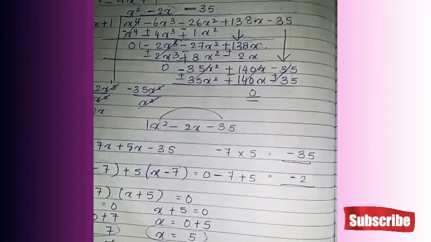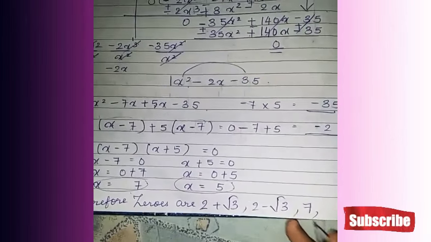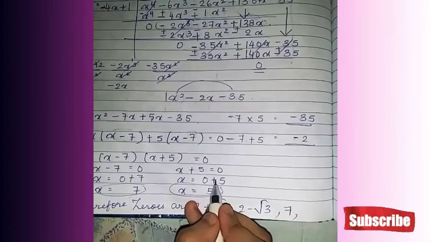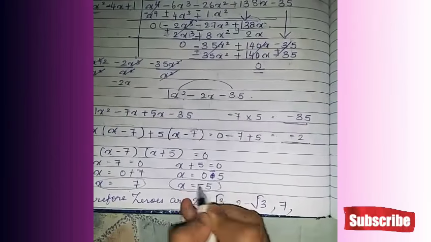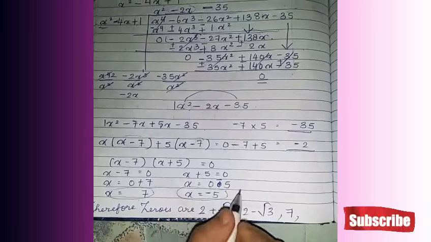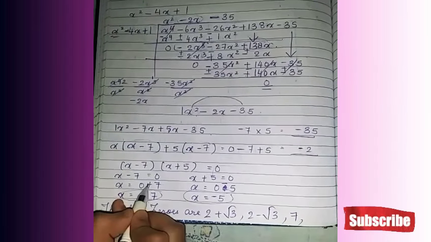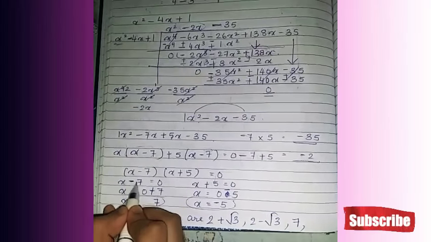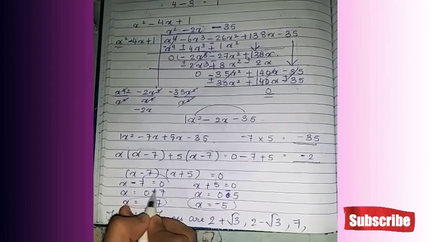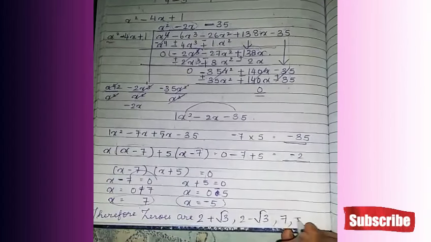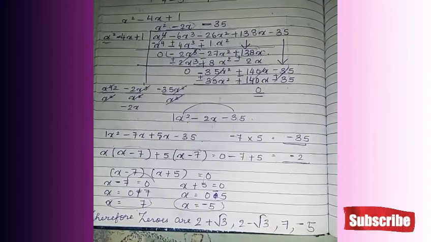that is 7 and here you will get minus 5, because when we bring 5 here, the sign changes. Here we got plus 7 because here it was minus. When we bring 7 here, it will become plus. So 7 and minus 5 are the zeros of the polynomial.